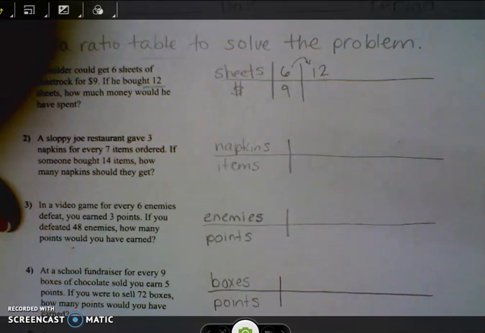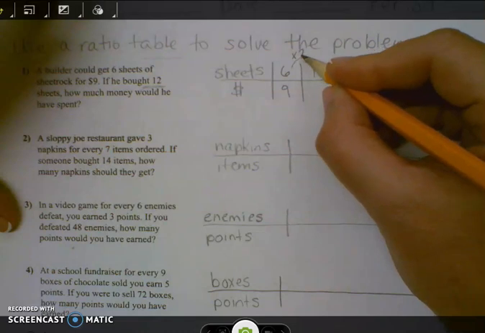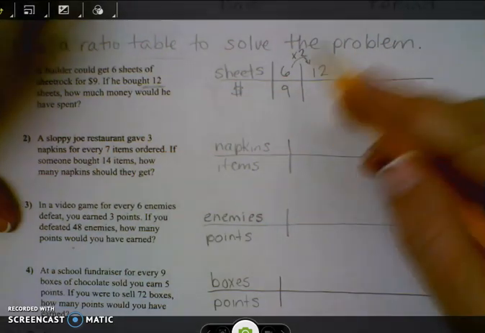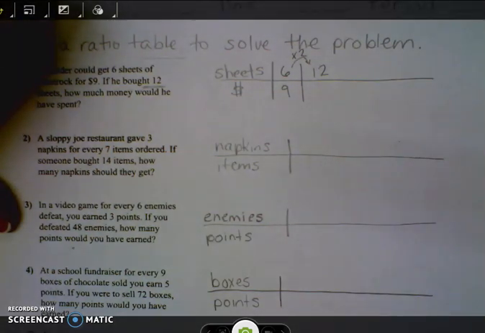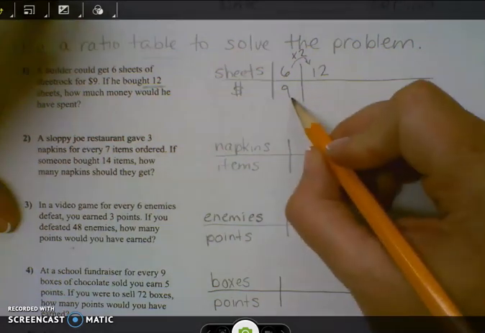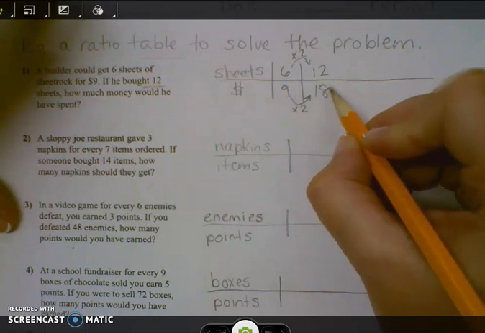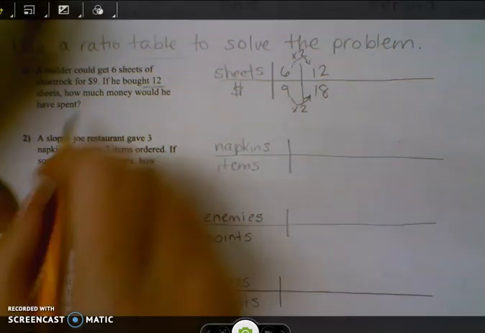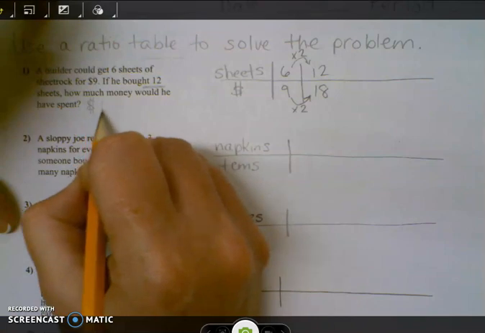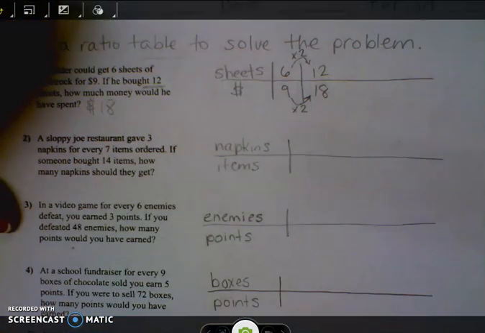That is pretty easy. I can see that that's just a doubling strategy. I know that if I do 6 times 2 and double it, that would get me 12. So if I'm doubling the number of sheets, it also makes sense that I would double the price. And 9 times 2 is 18. So they would have spent $18 for 12 sheets.